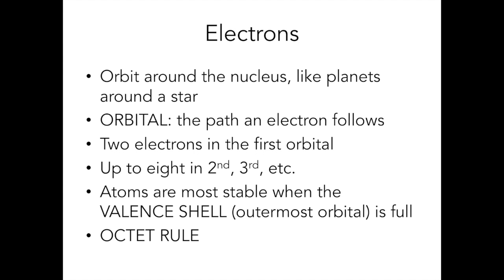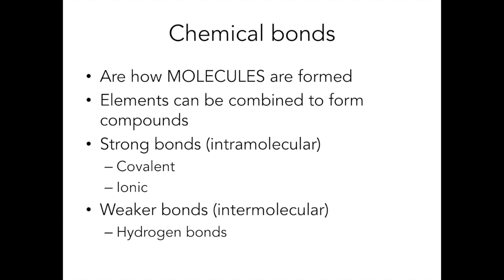Okay, so as I told you before, electrons orbit around the nucleus like planets around a star. The orbit is called an orbital, the path an electron follows, and atoms are most stable when that valence shell is full. So bonding is all about atoms trying to fill their valence shell with electrons. And there's a couple of different ways that they can do that.